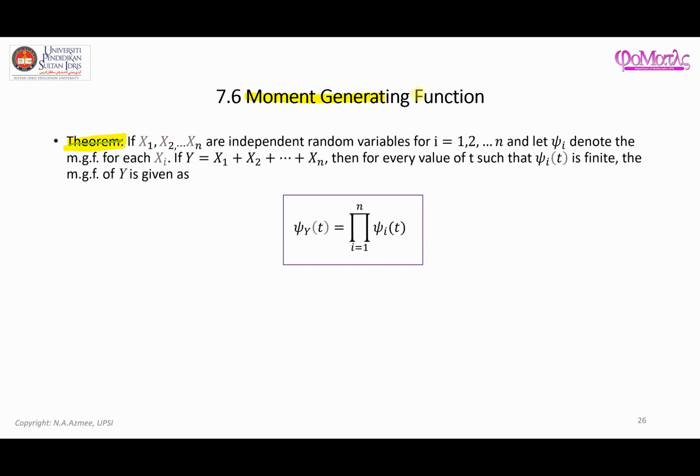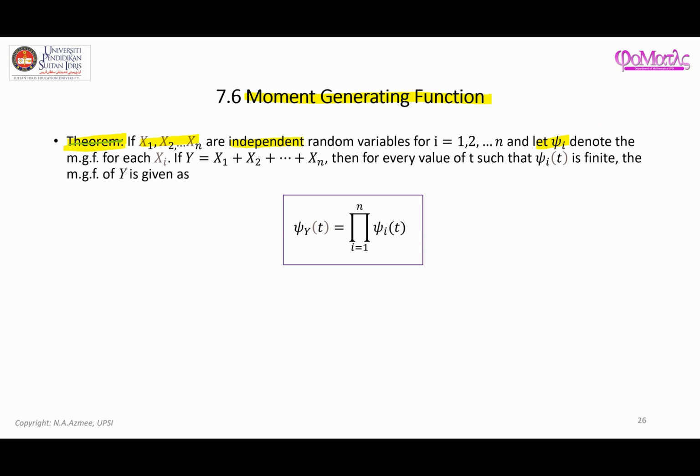In this video, I'm going to talk about another theorem related to moment generating function. So here what we have is many random variables which are independent. So we have all independent random variables labeled as x1, x2 up to xn. And for each random variable here, we have the moment generating function for each of them.